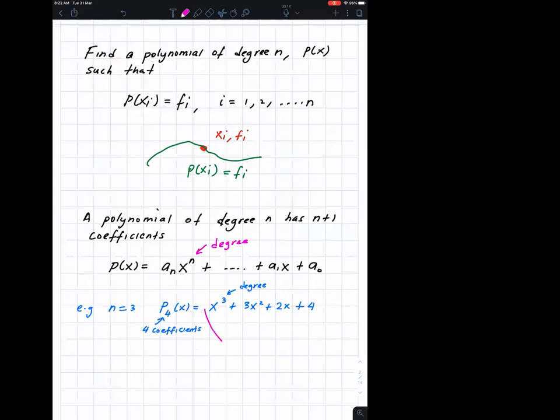There's one coefficient here, which is hidden and is 1. There's another coefficient here, another coefficient there, and another coefficient there. So you can see there are 4 coefficients.